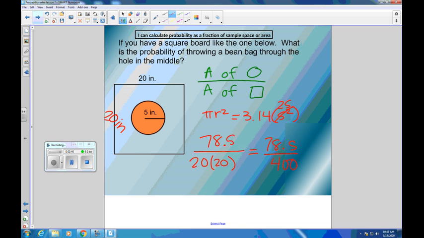What I'm going to do is change that into a percent. So I'm going to take 78.5 divided by 400, and I'm left with 0.19625, which rounded up would be about 20%. So there's a 20% chance of landing in the circle.